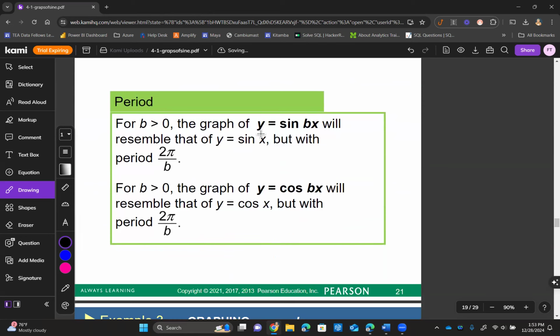So the graph of y equals sine of bx will resemble that of y equals sine of x, but the period will change. Period will no longer be 2 pi. Period will be calculated as 2 pi divided by b. Similarly, for cosine of bx, whenever you have a number here different than 1, like 5, 3, 2, it's going to look like the cosine of x graph. The shape is not going to change, but the period will be 2 pi over b.